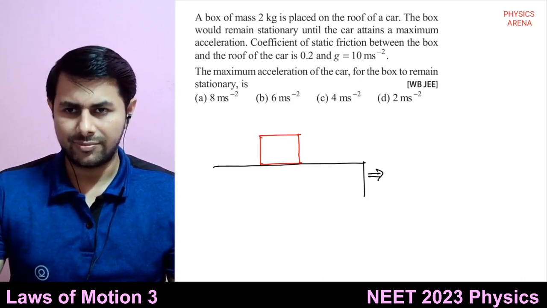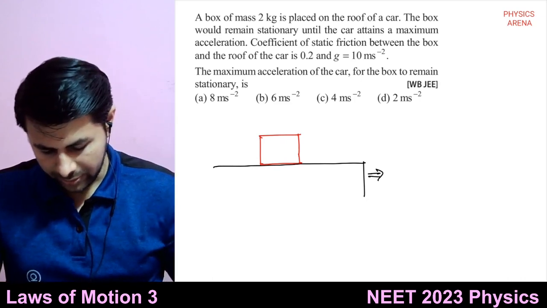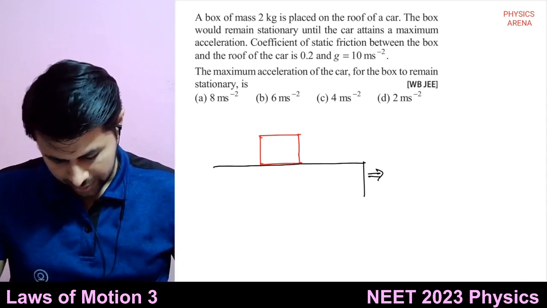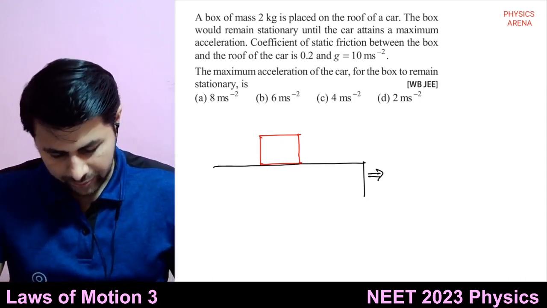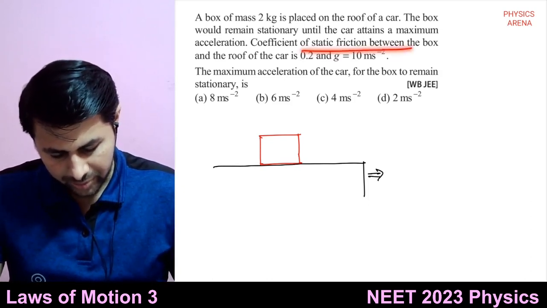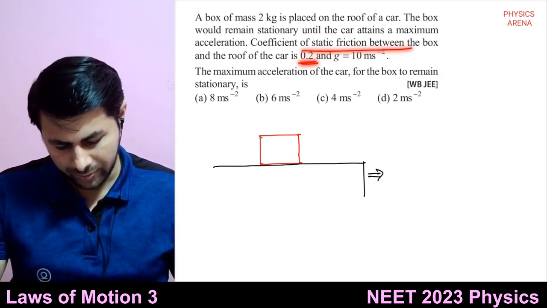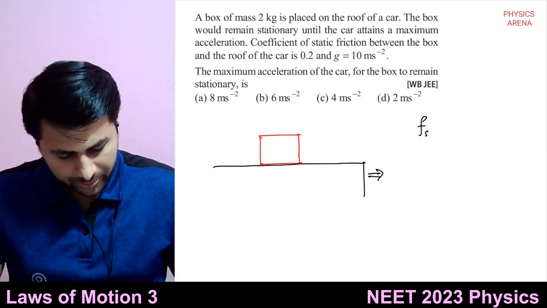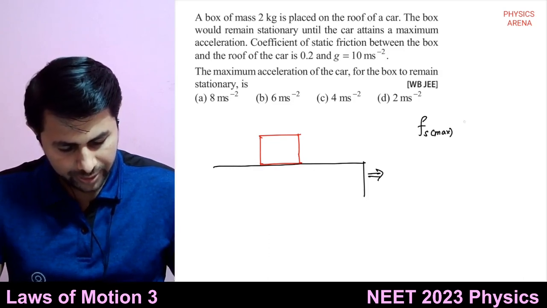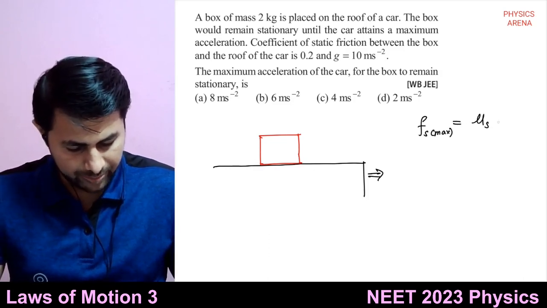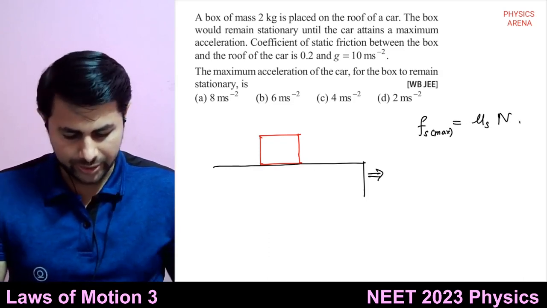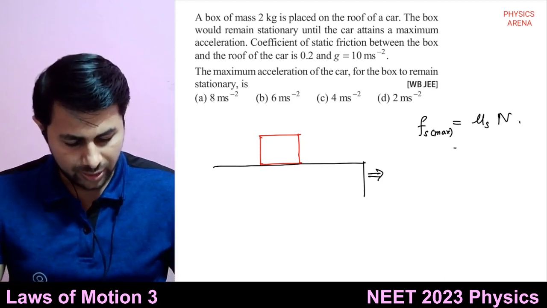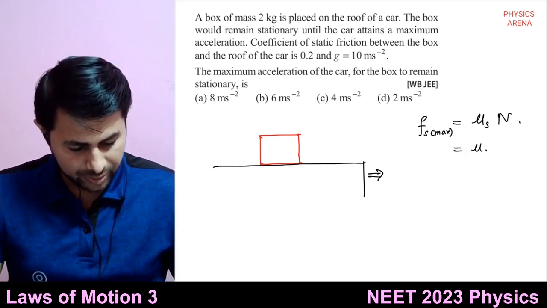Okay, yes, no, right? So now, see, the frictional force we can find out. The coefficient of static friction is given. It is 0.2. So the maximum frictional force is mu s multiplied by the normal reaction. Because this is a horizontal surface, the normal reaction is mg. So mu s multiplied by mg.